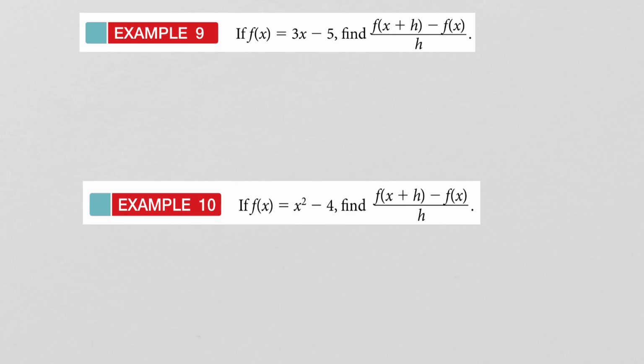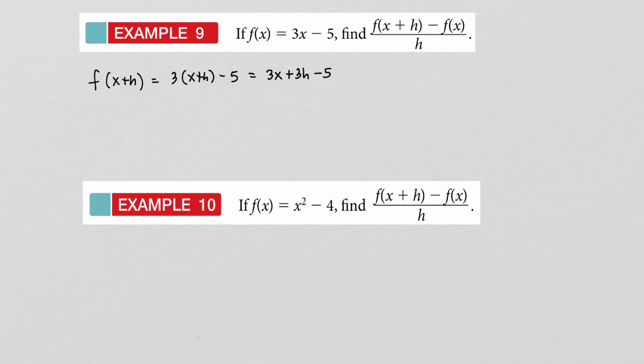So now we will redo the previous 2 examples using this other formula. All right, so to compute the difference quotient here, we have to do f of x plus h. So in this particular example, f of x is 3x minus 5. So f of x plus h is going to be 3 times x plus h minus 5. And let me go ahead and multiply this out. This is 3x plus 3h minus 5.